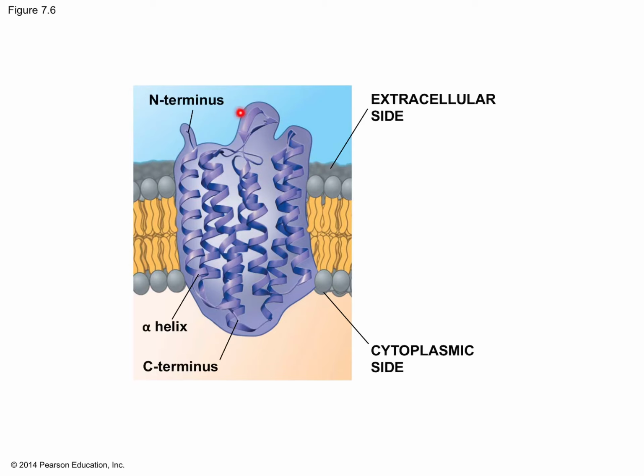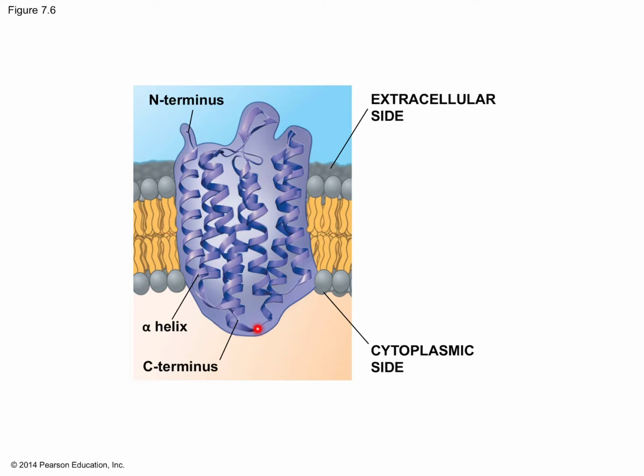All right, let's imagine that these amino acids here are hydrophilic. They attract to the water outside the membrane. Let's say these amino acids are hydrophilic. They attract to the water inside the membrane. These amino acids here in the middle that are interacting with the hydrophobic tails of the phospholipids would be hydrophobic.